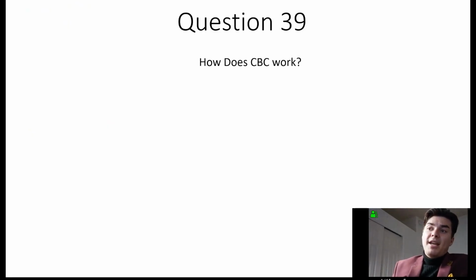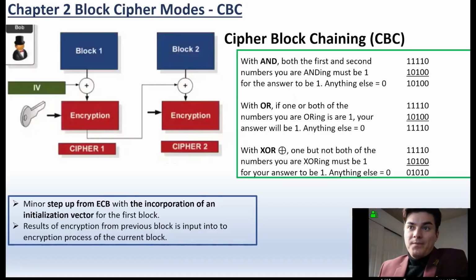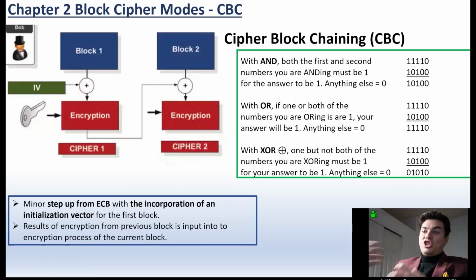So question 39, how does cipher block chaining work? Well, let's take a look at the diagram here. With cipher block chaining, we have block 1 of data. That's just the first set of data. And then it gets put into, here's the initialization vector. So imagine this is block 1 of data, and then here, the initialization vector. The first initialization vector is completely randomized and generated.